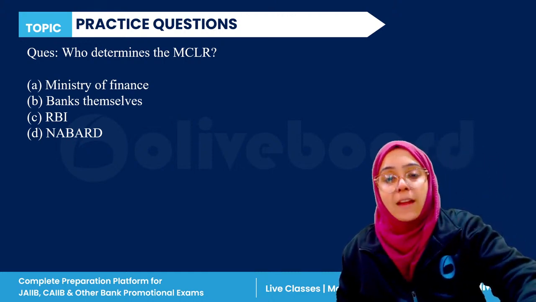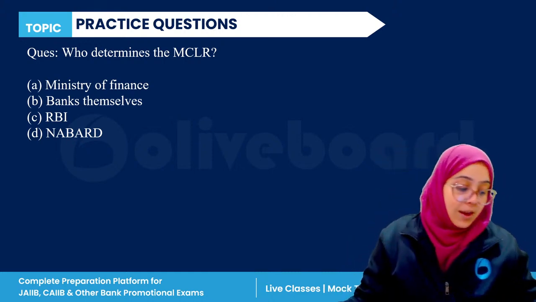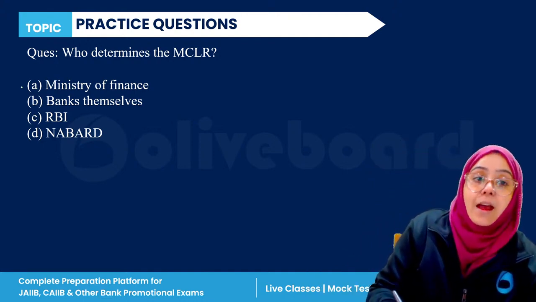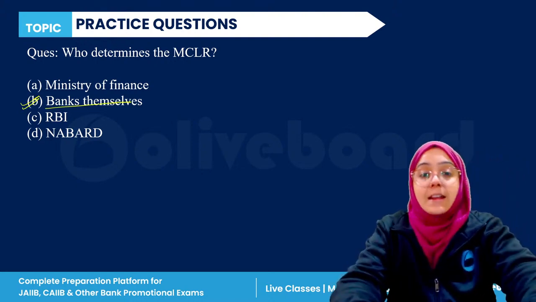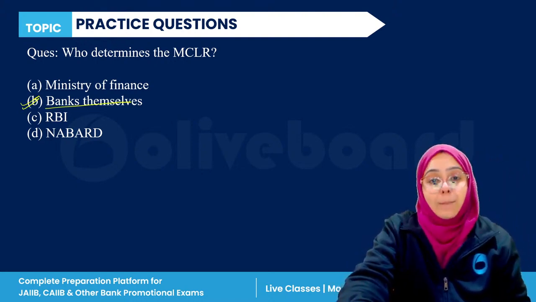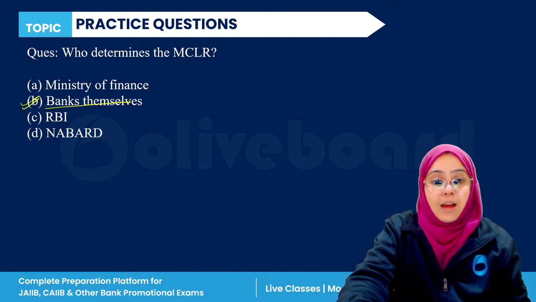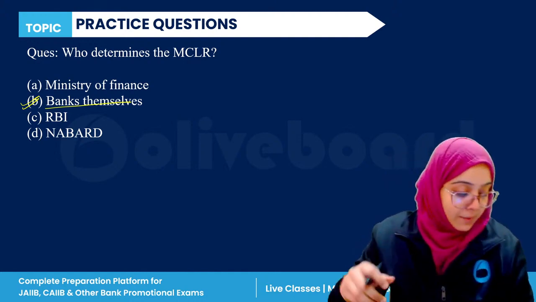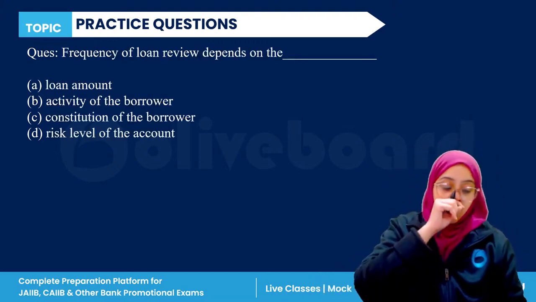Okay, so who determines the marginal cost lending rate? If we talk about the marginal cost lending rate, it is decided by the banks themselves. These are determined by the banks themselves. So B is the correct answer here. Done. Everyone? Okay, next question.